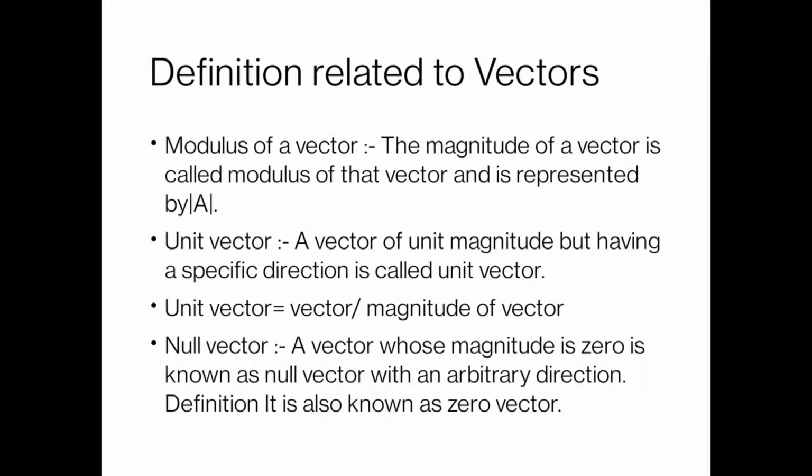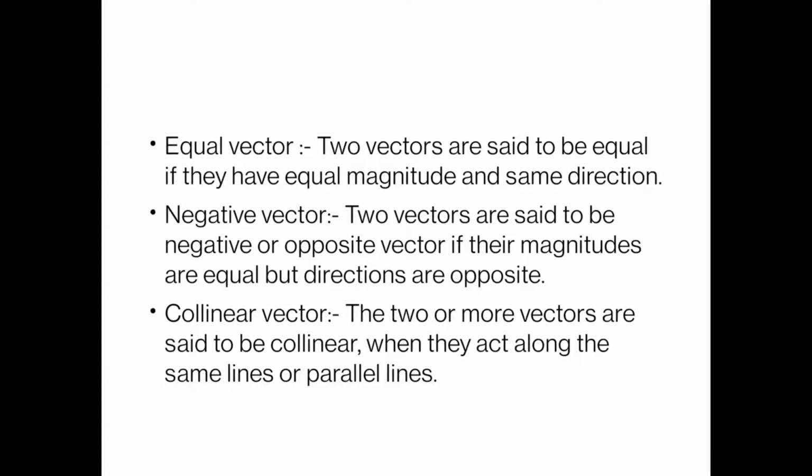And the next definition is for null vector. As the name suggests, null vectors are the vectors whose magnitude is 0 with an arbitrary direction. And it is also known as zero vector. Null vector is also known as zero vector.